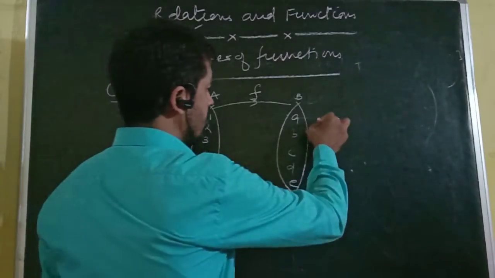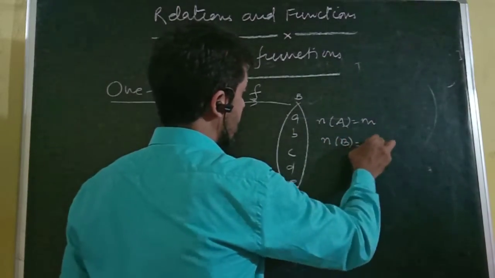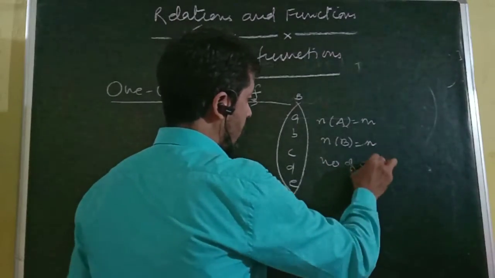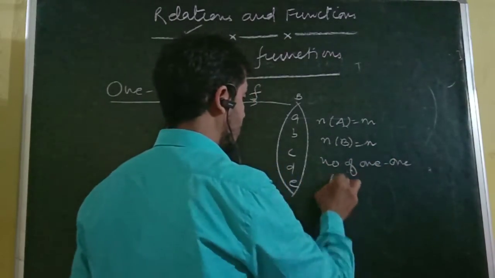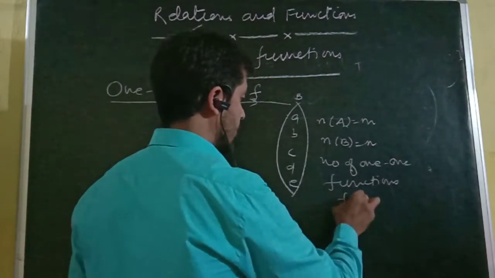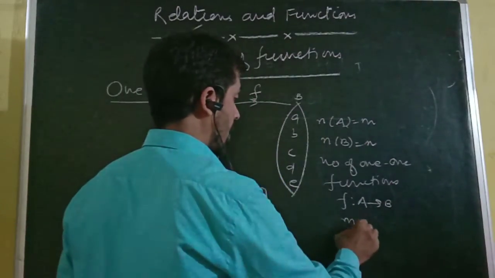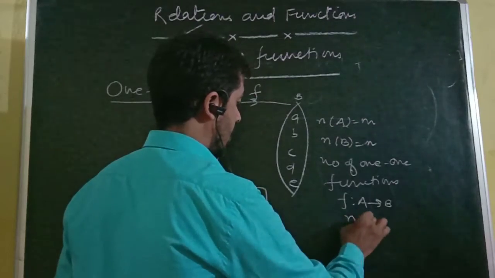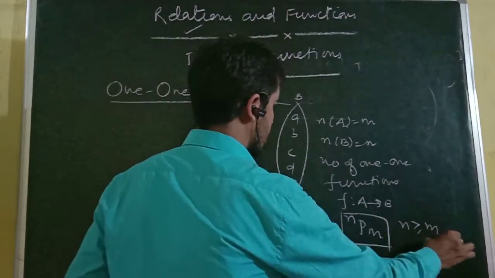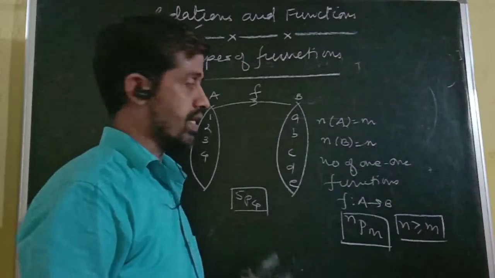Now, if the number of elements in A equals m, and the number of elements in B equals n, then the number of 1-1 functions from A to B equals nPm. The condition is what? n is greater than or equal to m. Remember, very important condition. We take an example.